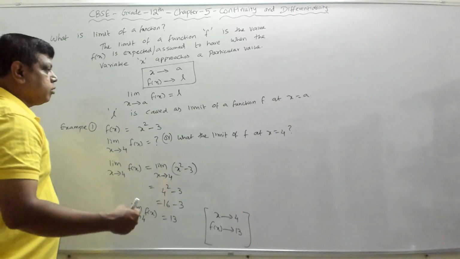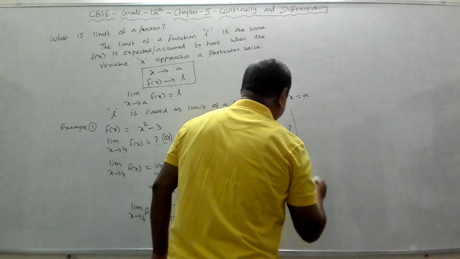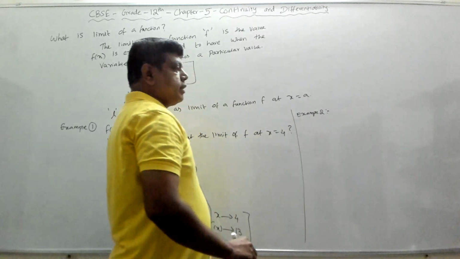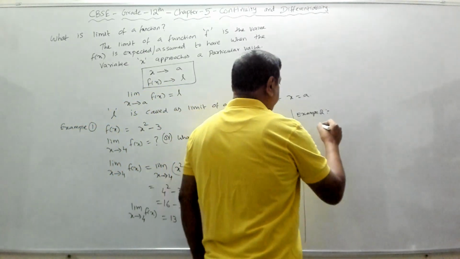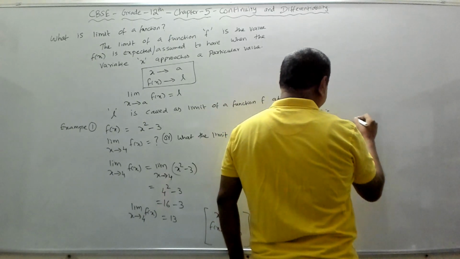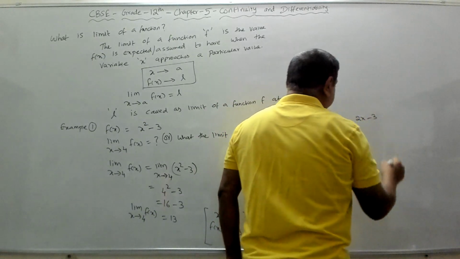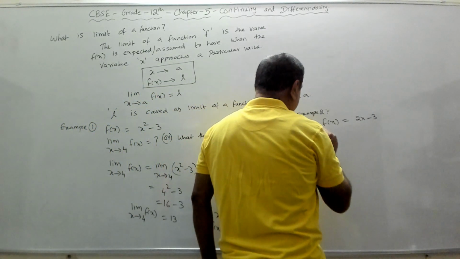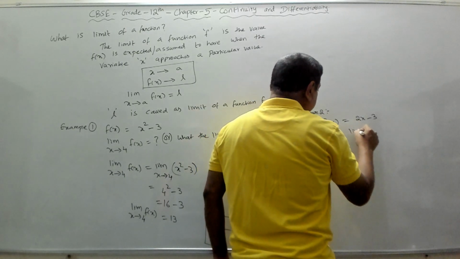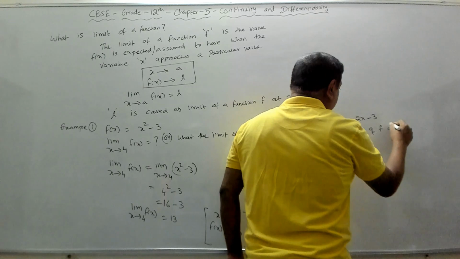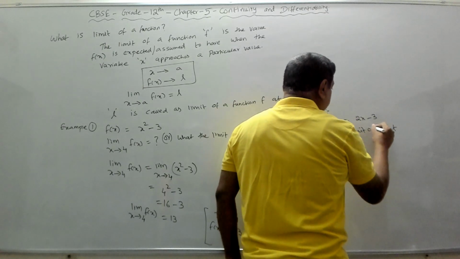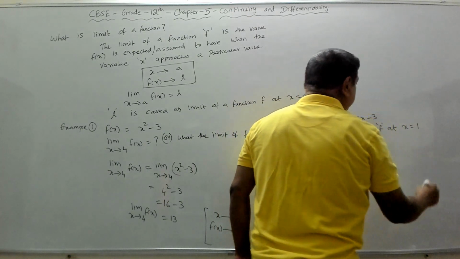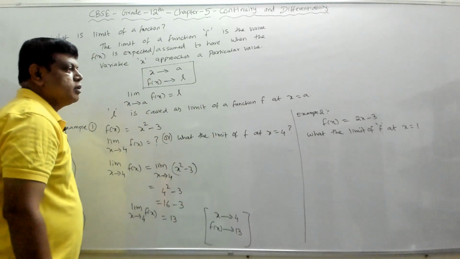Fine. So we'll take up one more example. Example 2. Suppose you have a function f of x is equal to 2x minus 3. Now we want to find what is the limit of the function f at x equal to 1. At x equal to 1, what is the limit of f?